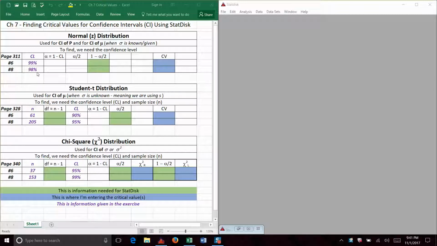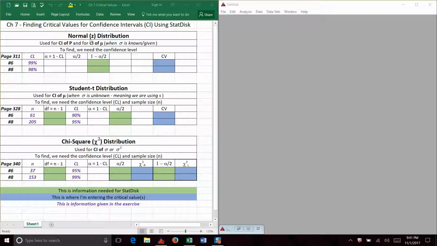And in the purple, I took the information from those exercises that we need in order to find the critical value or critical values. In the green is what we're going to have to bring to StatDisk. In the blue is our critical values that we're looking for. Any other columns that we see here are just computations we're going to make along the way.